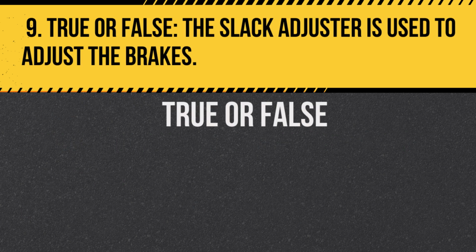Question 9. True or false? The slack adjuster is used to adjust the brakes. Answer. True. The slack adjuster is used to adjust the relationship between the braking components.